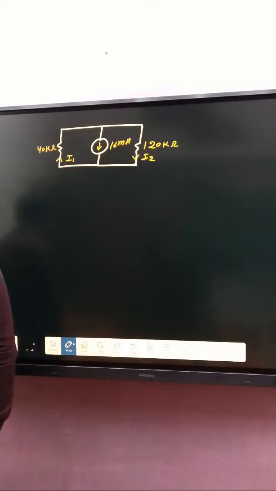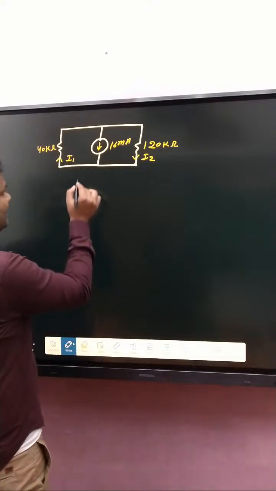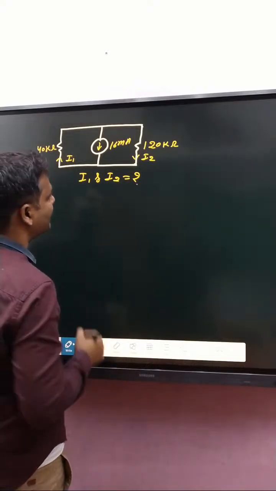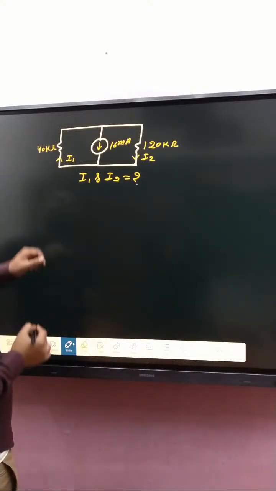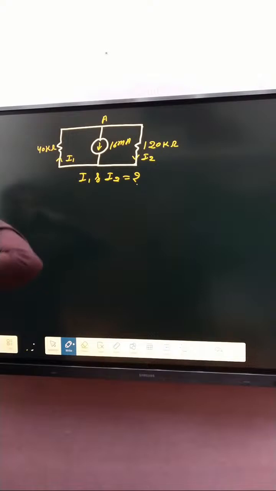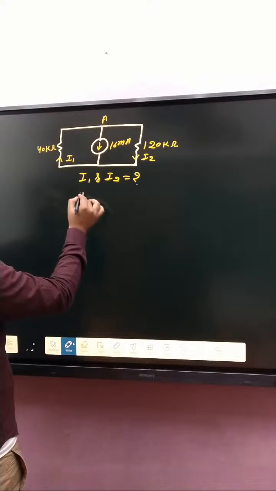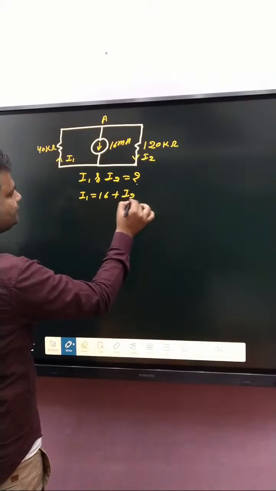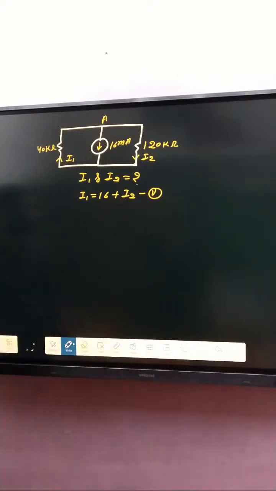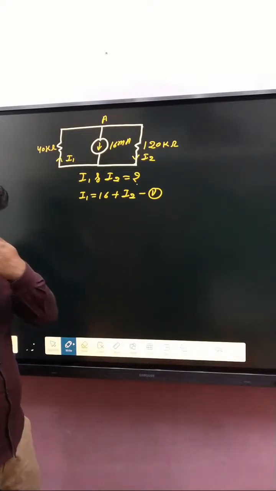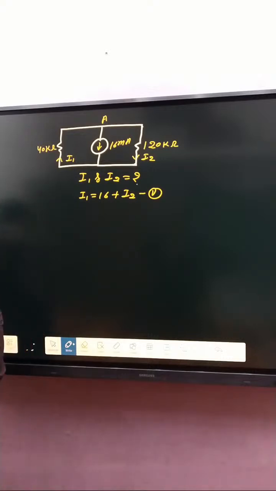So first of all, our motto: determine I1 and I2. If you see very carefully, suppose there is a branch A. At that branch A there is no incoming current except I1, only one, and the outgoing current is 16 plus I2. That is equation number 1. Two unknowns, one equation. Can we find them? No.